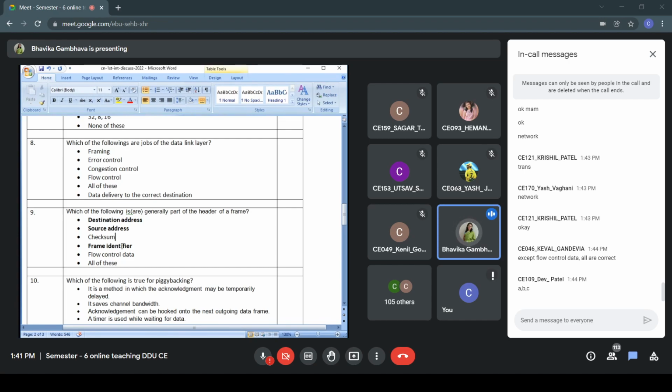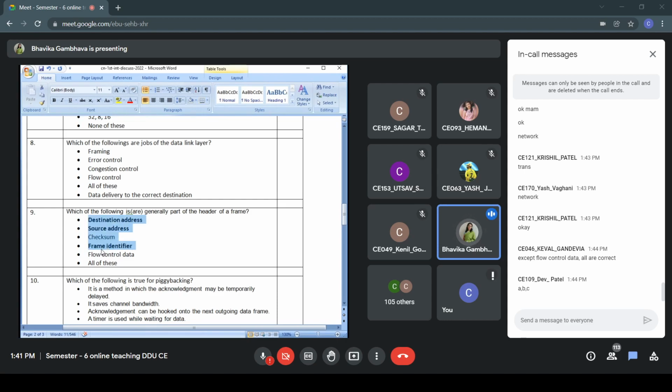Checksum or CRC, or the mechanism which we use to verify whether the data is correct, will be used in the trailer. Initially you will be having the source address, destination address and frame identifier. Frame identifier means it could be sequence number or some other way through which we identify whether this is a duplicate frame or fresh frame, which we decide by the sequence number. So these 3 will be part of the header. There is no data related to flow control actually in the header or trailer anywhere, and checksum would be part of the trailer.